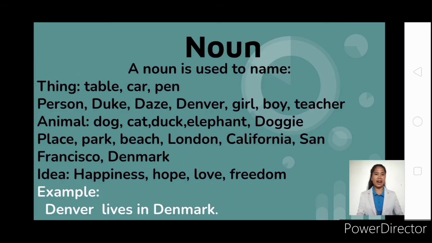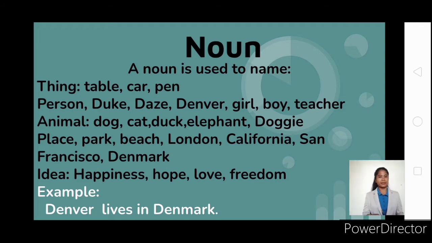Another examples of nouns: it is used to name things like, for example, table, car, pen. For the person, Duke, Denver, girl, boy, teacher. For animals, like dog, cat, duck, elephant, doggy. For the place, park, beach, London, California, San Francisco, Denmark. Noun is also used to name ideas, like happiness, hope, love, and freedom.